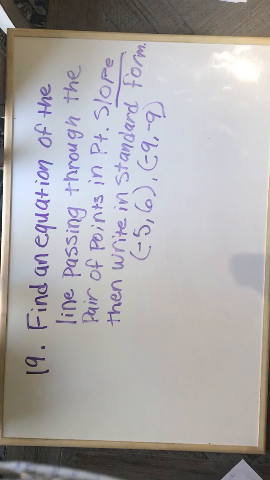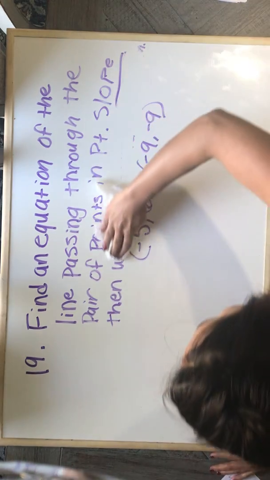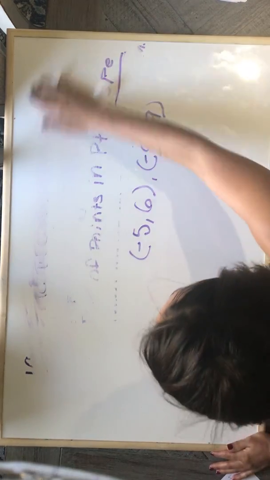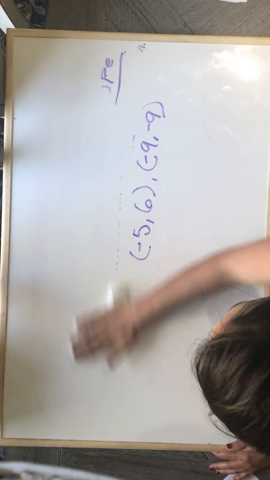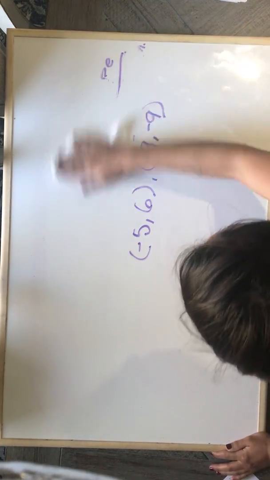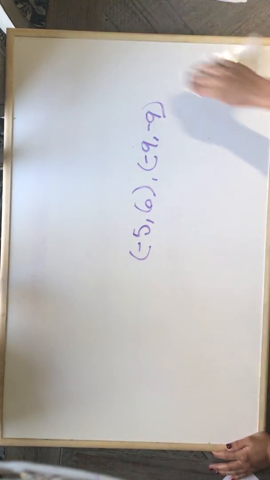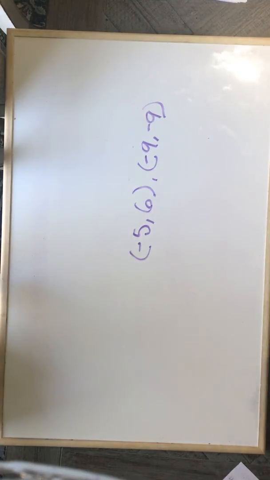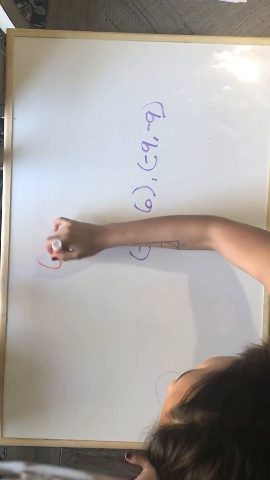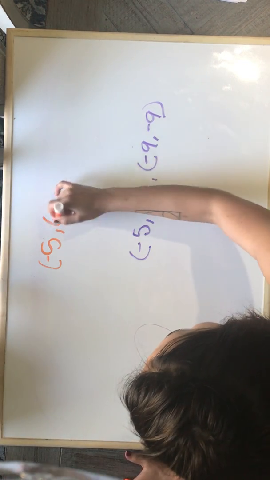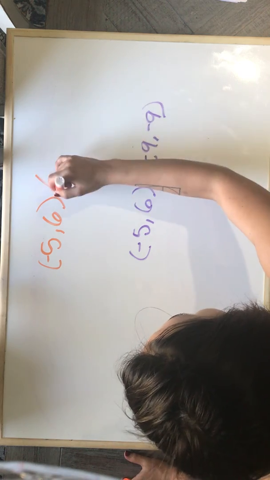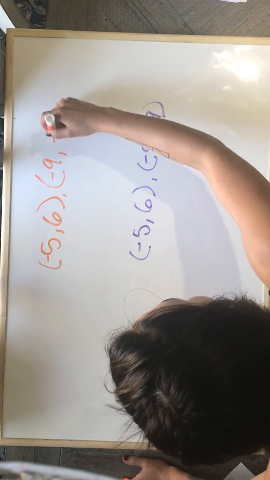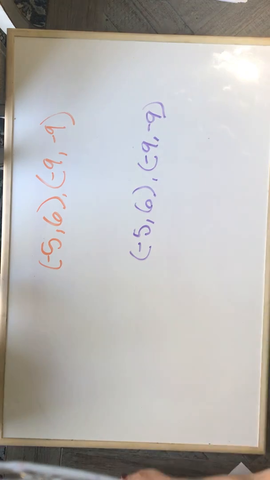As I mentioned, I'm going to erase this so that we have some room to work. I don't actually have my eraser with me today at all. All right, I'm just going to recopy that at the top. So they give us -5, 6, -9, and 9.